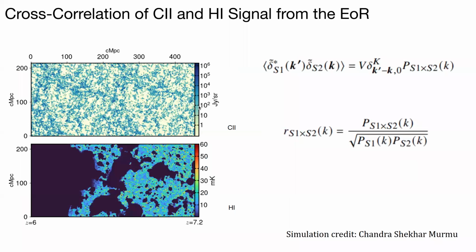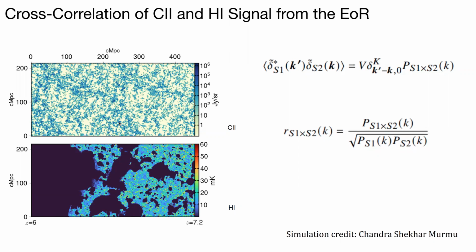So more precisely, if you have incorporated the evolution of the signal along the line of sight, you can create something called a light cone cube, where one axis of your simulation volume will represent your line of sight axis or the redshift axis. For example, here the simulation stretches from redshift 6 to 7.2, and this is the 21 centimeter map, and this is the C2 map.